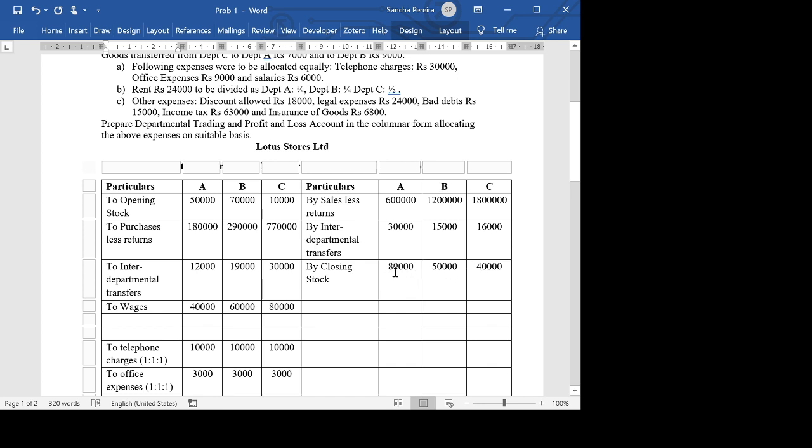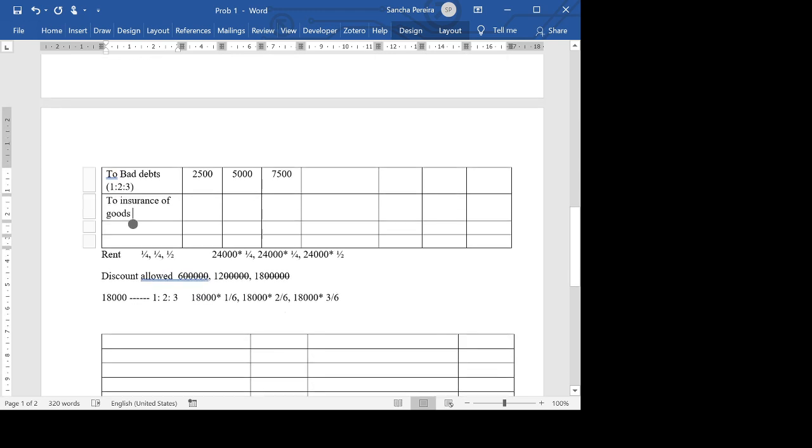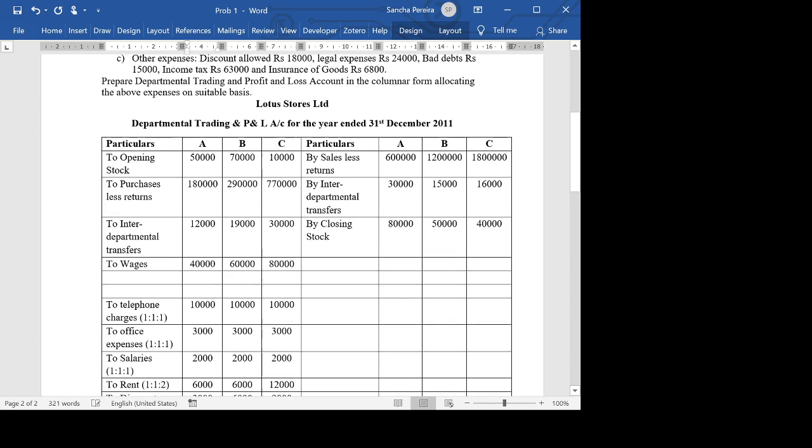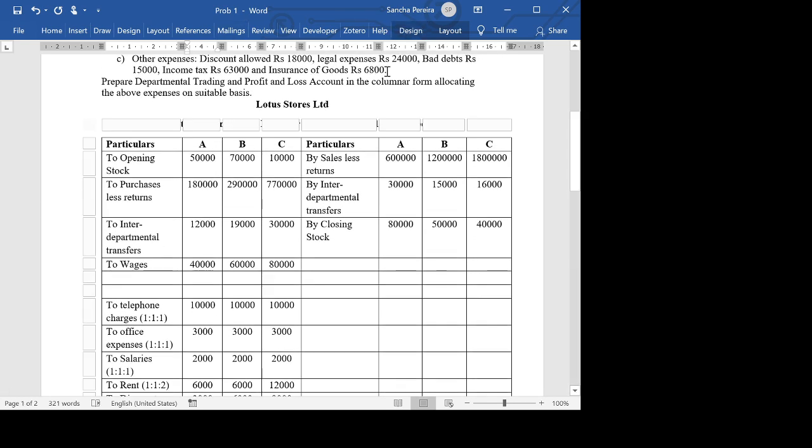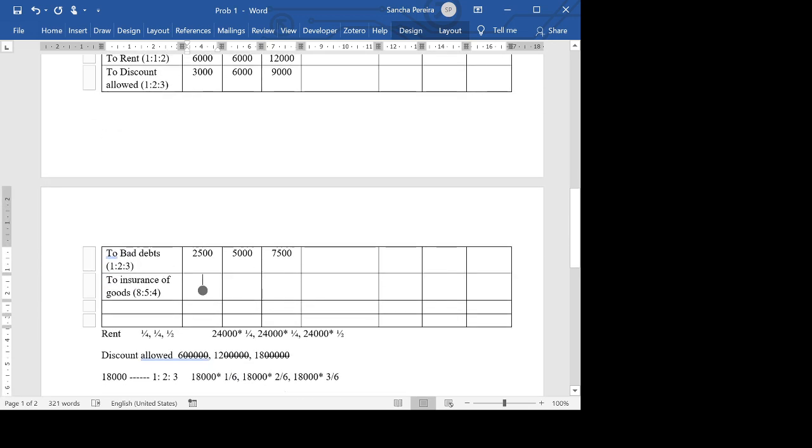So here, if you check the ratio, what will you get? 80 is to 50 is to 40, you will get 8 is to 5 is to 4. So insurance of goods, I'm going to divide on the basis of 8 is to 5 is to 4. So what is the amount? 6,800 divided in the ratio of 8 is to 5 is to 4, you will get 3,200, you will get 2,000 and you will get 1,600.